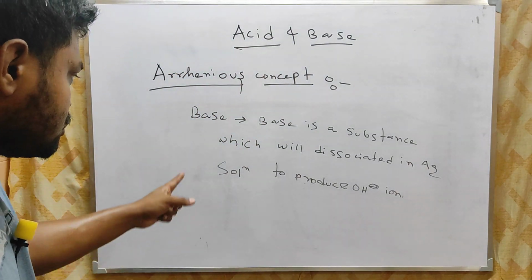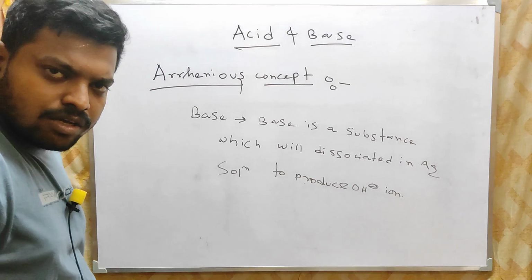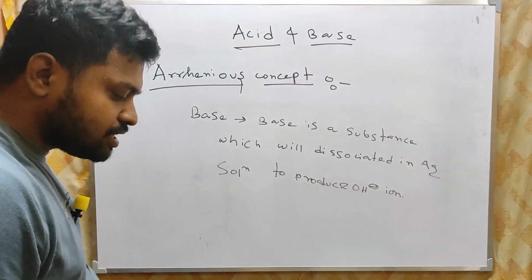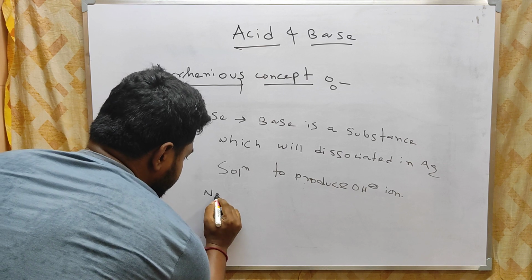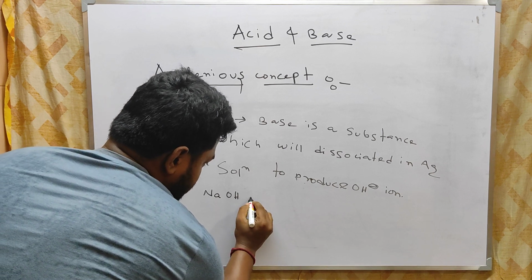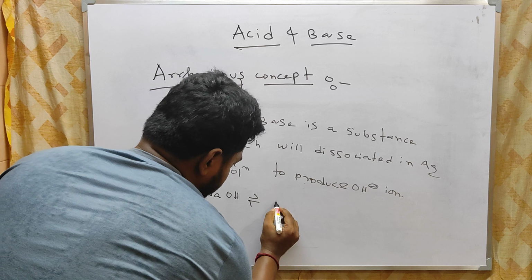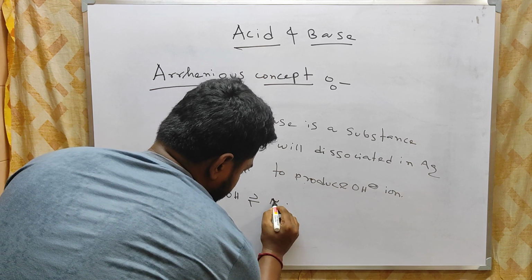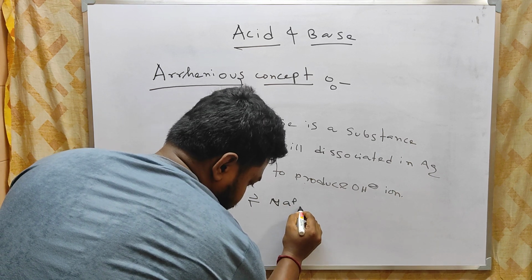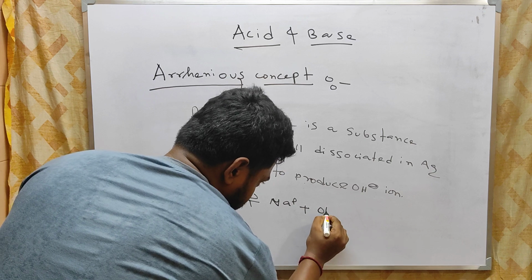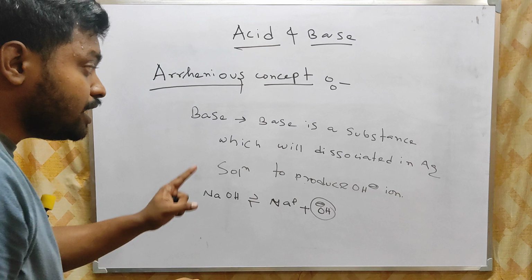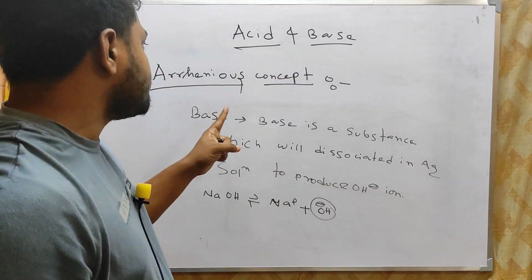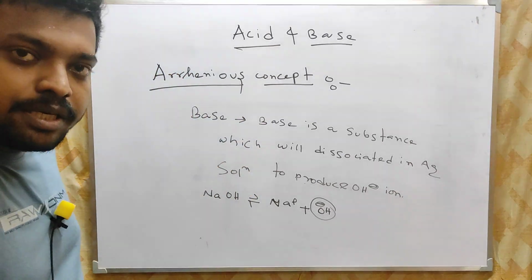Okay, so now take an example of this kind of base. It is a very simple example, sodium hydroxide. Sodium hydroxide dissociates in aqueous solution to produce Na plus and OH minus. So OH minus is produced in aqueous solution. So this is what Arrhenius said about the bases.